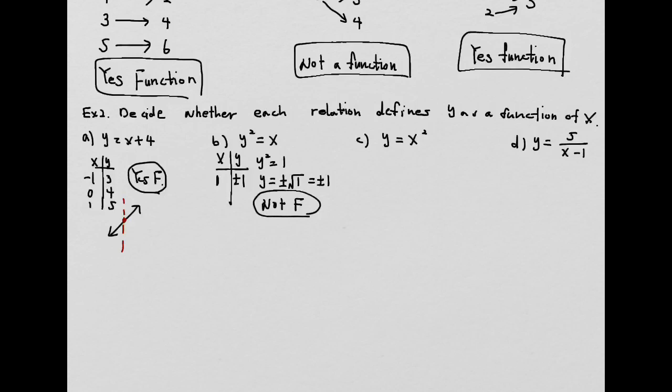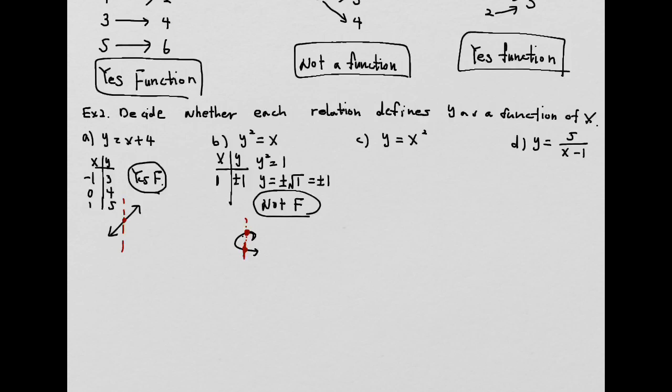And if you draw this graph, your graph will look like this. And when you draw the vertical line test, it meets more than one point, 1 and 2. So that fails the vertical line test, so it's not going to be a function.